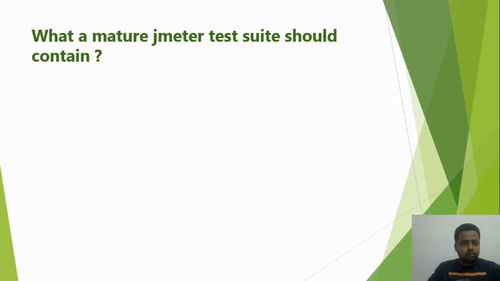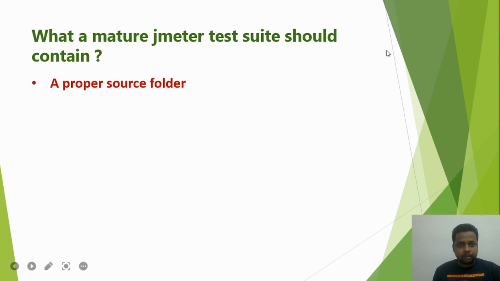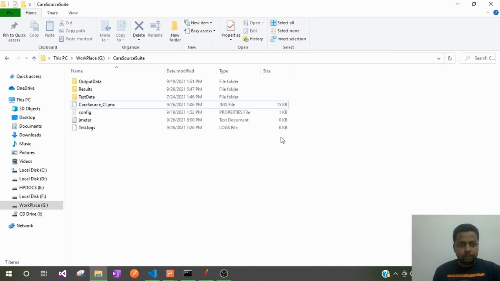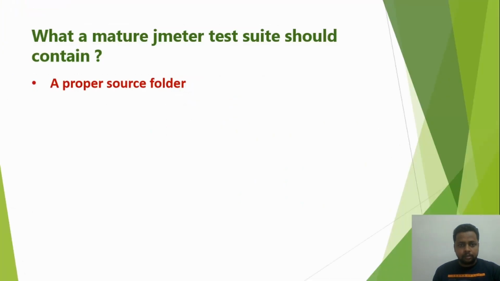Okay, so the first thing we need is a proper source folder. We need a proper test source folder to make our JMeter test suite mature. So let me show you what a proper test source folder can contain. Okay, so it looks like this one. It should have all these things: you can have an output data folder, results folder, test data, and then these things. So yeah, this is how a JMeter test suite source folder looks like. So let me go and check what is the next thing we need.